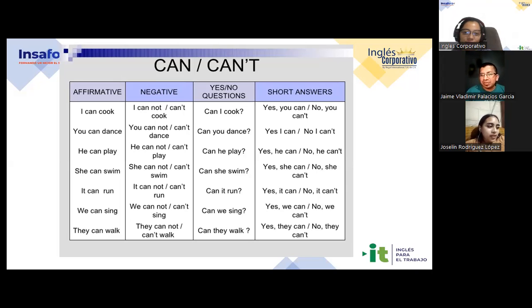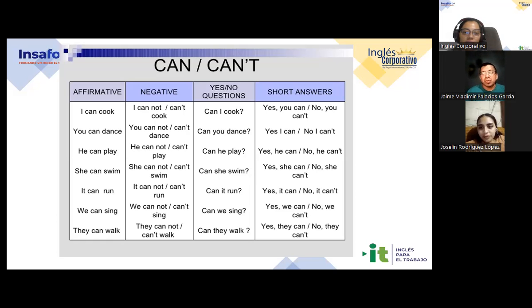Can you listen to any music genre? What? Can you listen to any music genre? Yes, I can. That's all. Okay, muy bien. Excellent. Ahora Jaime le va a preguntar a usted, Jocelyn.